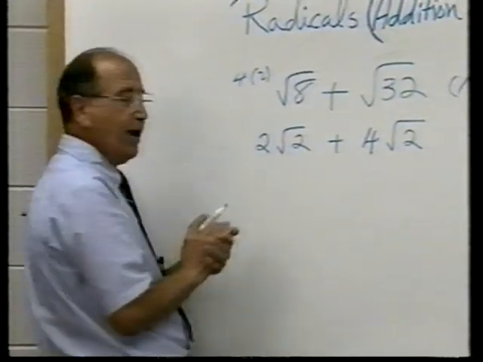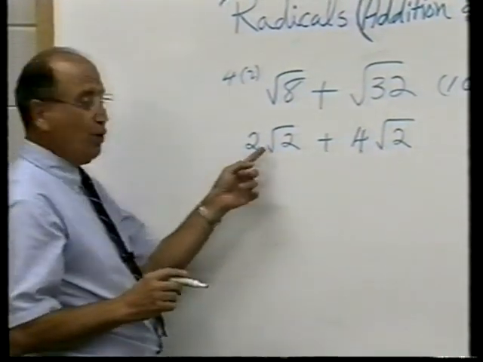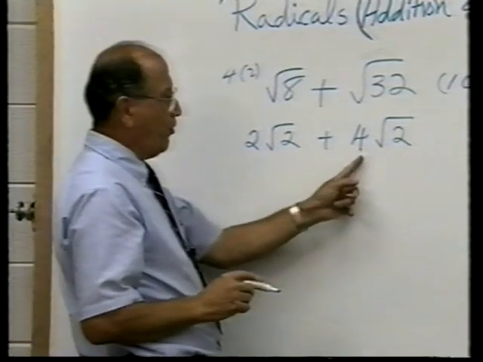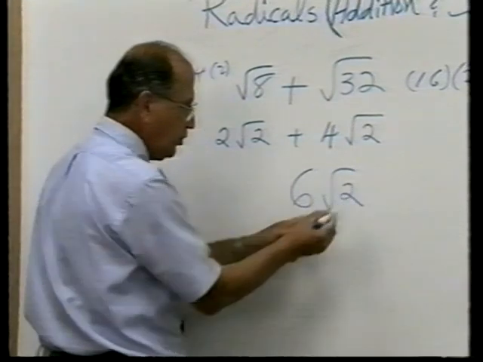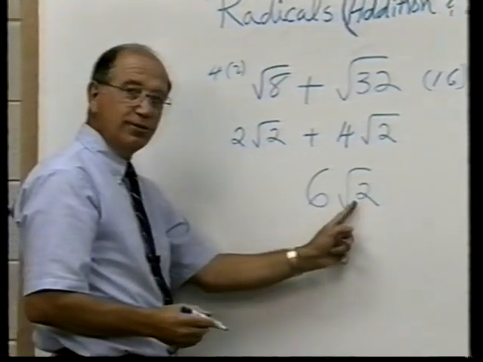Now that we've simplified them, we can add them. What's 2 radical 2 and 4 radical 2? The answer is 6 radical 2. Be sure you keep the same radicals, radical 2.